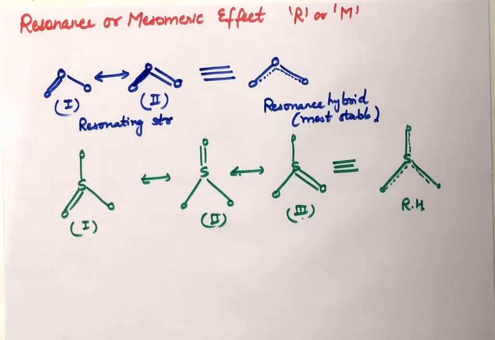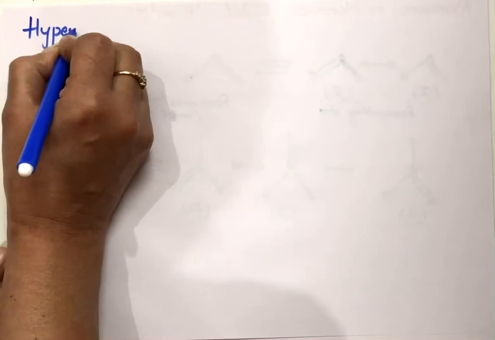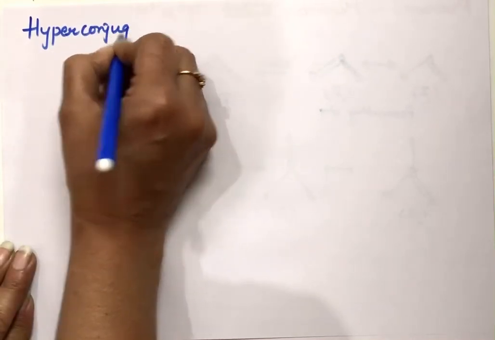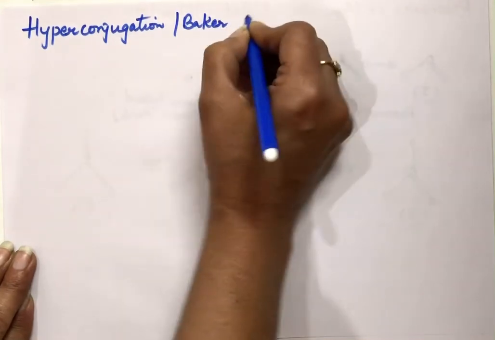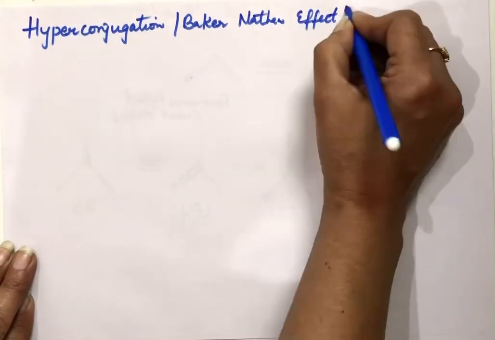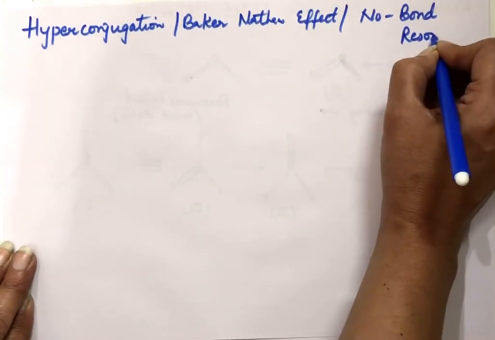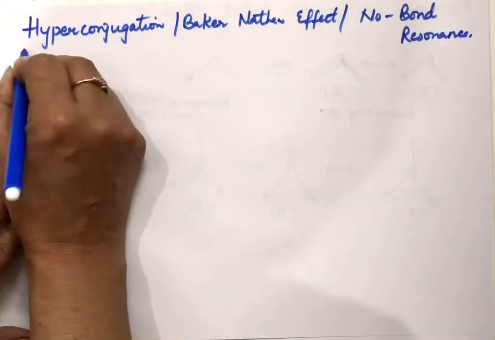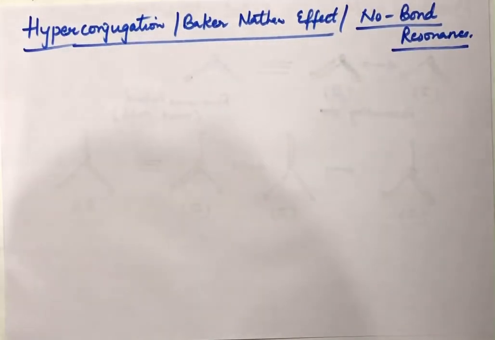Next, the last topic under electronic displacement, that is hyperconjugation. Hyperconjugation, also known as Baker-Nathan effect, and this is also known as no bond resonance. This is also called no bond resonance phenomenon. So it's just like resonance only, a slight change from resonance, no bond resonance.